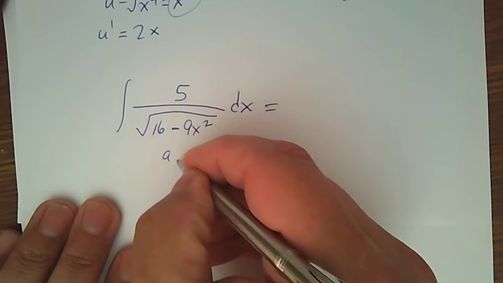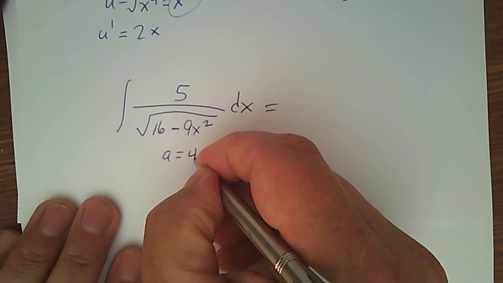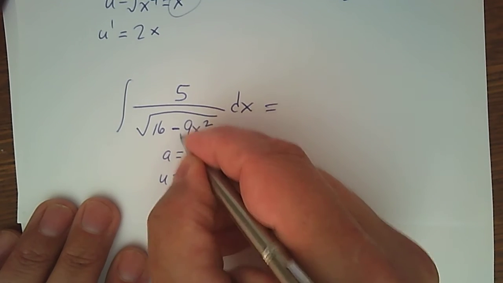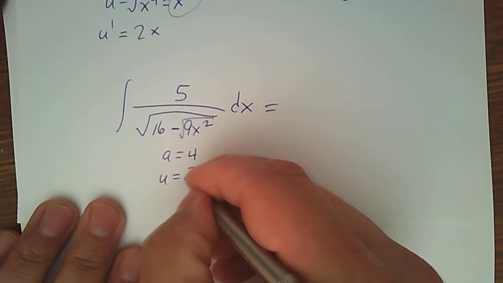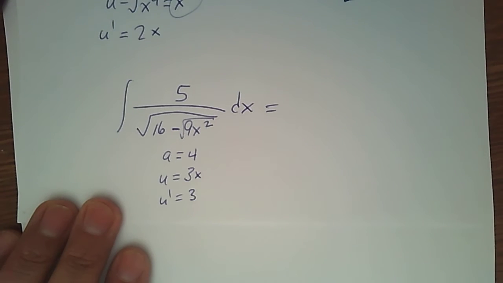So I recognize the form is arcsine. For a, it's the square root of 16, which is 4. For u, it's the square root of 9x squared, which is 3x. And then u prime is 3.